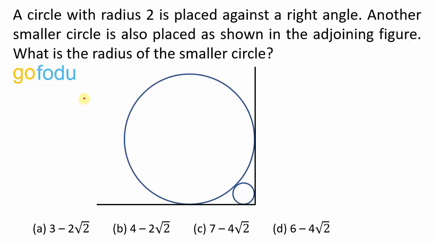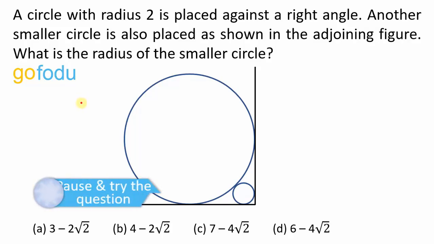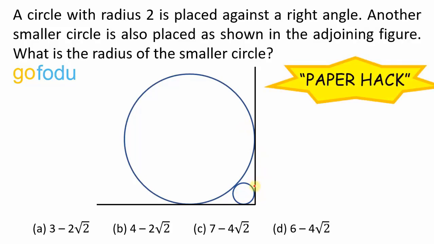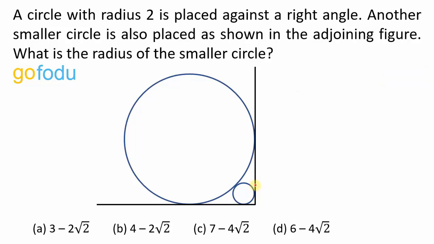So having put this disclaimer out there, let's start right away with this CAT question. Pause and go through the question first and then proceed. Radius of this bigger circle is given to us and radius of this smaller circle is asked. We will solve this question by what I call the paper hack, in which we use a piece of paper to calculate ratio of lengths.